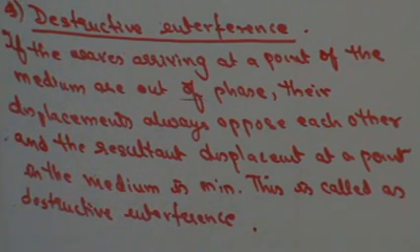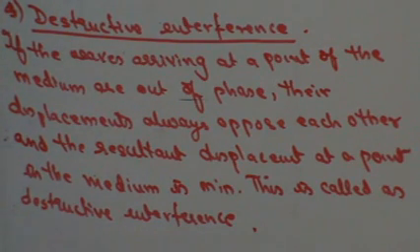Right? So, do you understand what is interference? Interference is the resultant displacement that is produced at a point due to two waves arriving at a point. Either the resultant displacement could be maximum or it could be minimum. When it is maximum, it is called constructive interference. When it is minimum, it is called destructive interference. Fine, do we get this thing here?